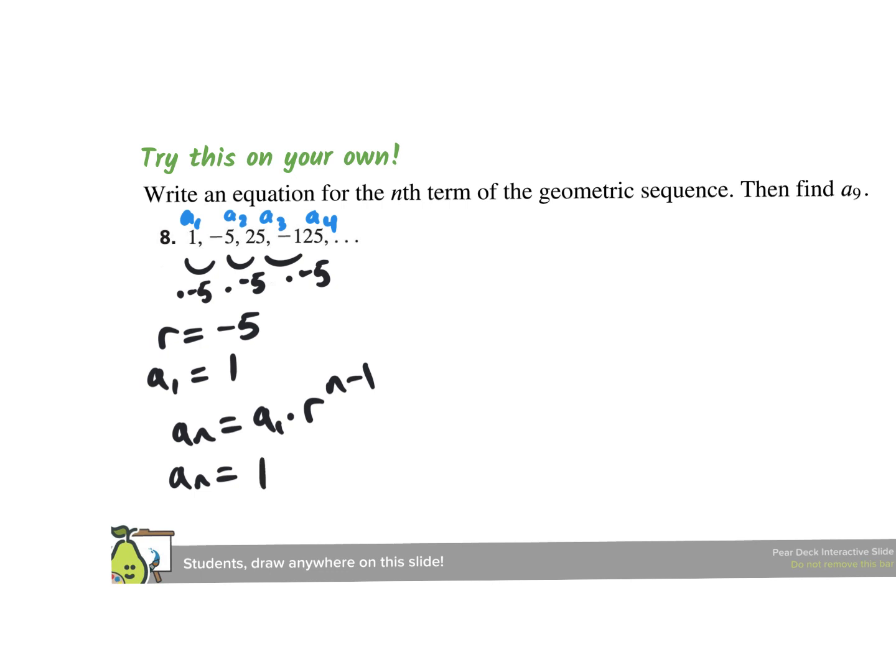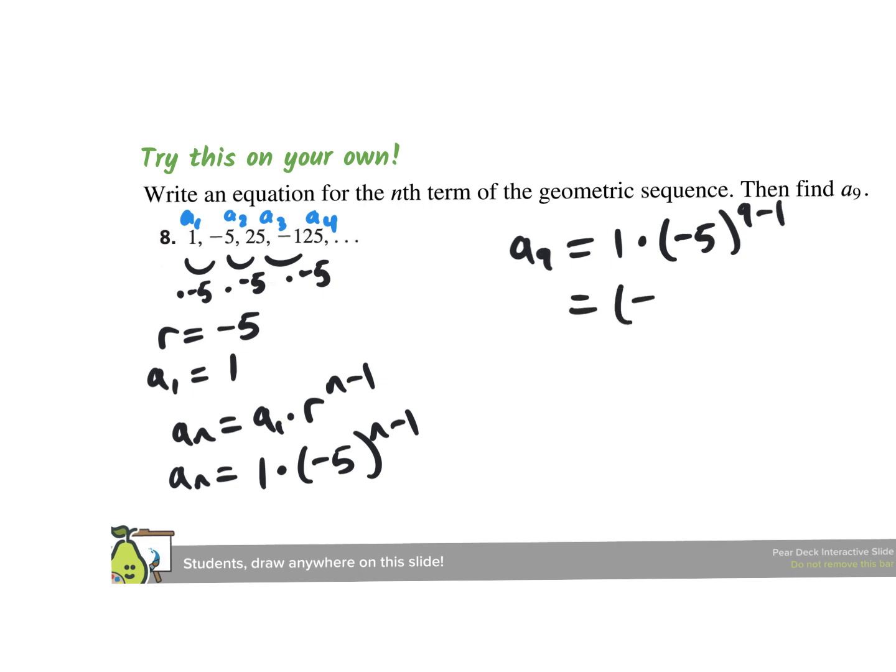1 times negative 5, and if it's a negative, we'll put it in parentheses. And then we need to find a sub 9. So we plug in 9 for n. So we have 1 times negative 5 to the 9 minus 1 power. That gives us 1 times negative 5 to the 8th power. So a negative multiplied by itself a positive number of times is going to give us a positive value. It'll give us 390,625.